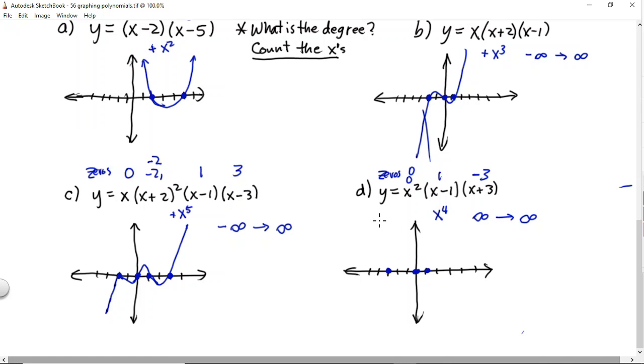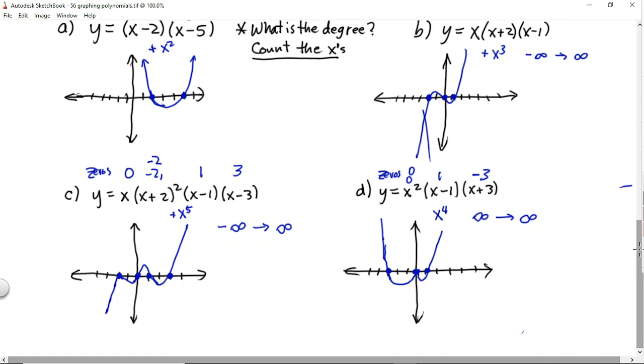So at negative infinity, it's up. Comes down to this one and it crosses. As you look at each of these zeros, you have to know, does it cross or bounce? It crosses at that one. And then you come to this 0 and that's where it bounces, right? And then it crosses and goes on up. Okay, so that's graphing using end behavior and the zeros.